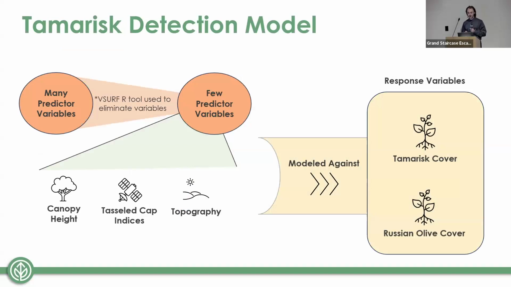So for our tamarisk detection model, we use a lot of different predictor variables. A lot of them I just mentioned, like the remote sensing indices, and then narrowed that down to a few other ones like canopy height and topography. And for these models, we modeled against Russian olive cover and tamarisk cover as our response variables.